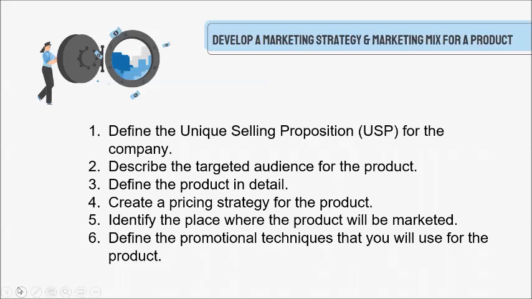Okay, so we define the unique selling proposition for the company. We describe the targeted audience for the product, define the product in detail, create a pricing strategy for the product, identify the place where the product will be marketed, define the promotional techniques that you will use for the product. Okay, so please take note of this marketing strategy and marketing mix for your product.